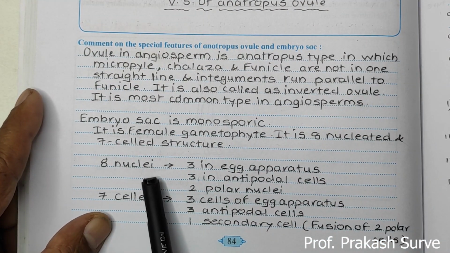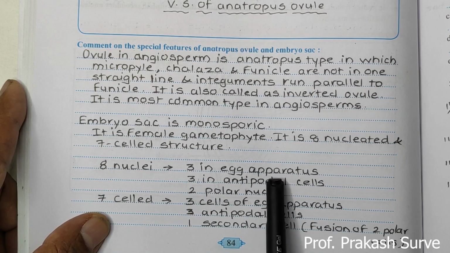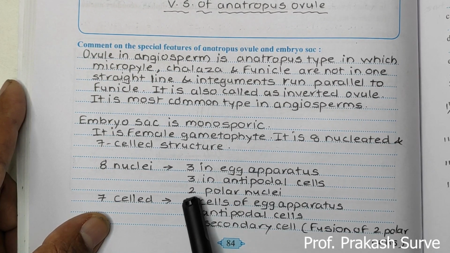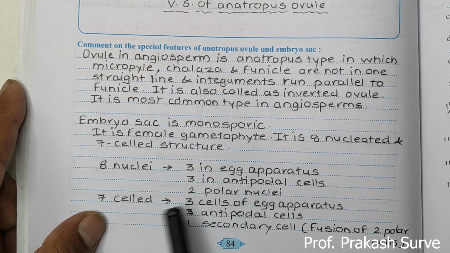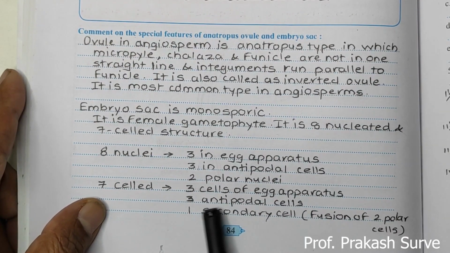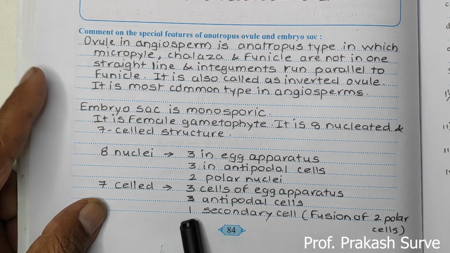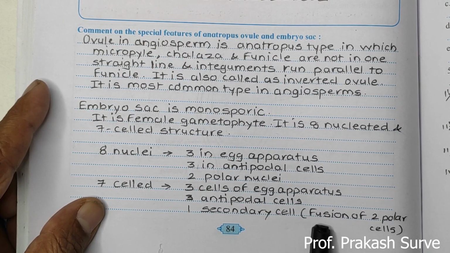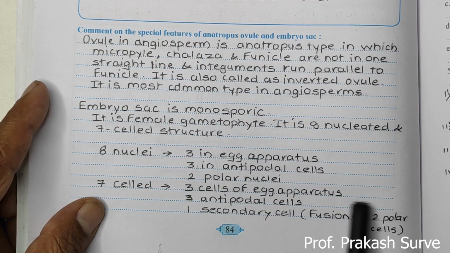The 8 nuclei, as I just said, are 3 in the egg apparatus, 3 in the antipodal cells, and 2 polar nuclei. While 7 cells means what? 3 cells of the egg apparatus, 3 cells of the antipodal, as well as 1 secondary cell, which is formed by the fusion of the 2 polar cells.